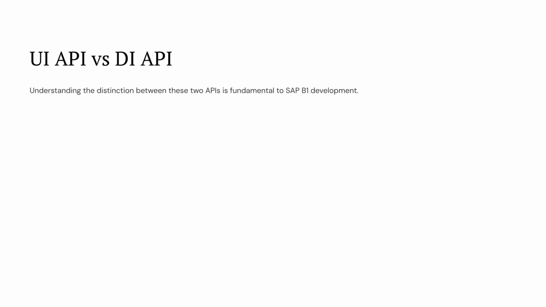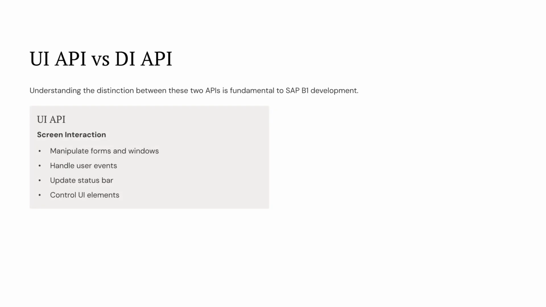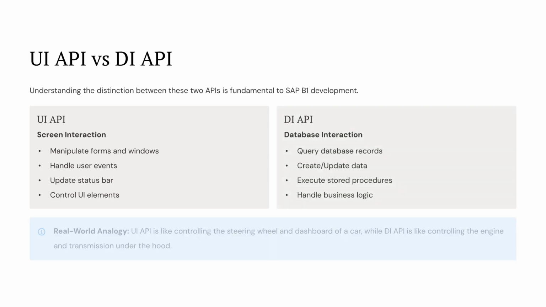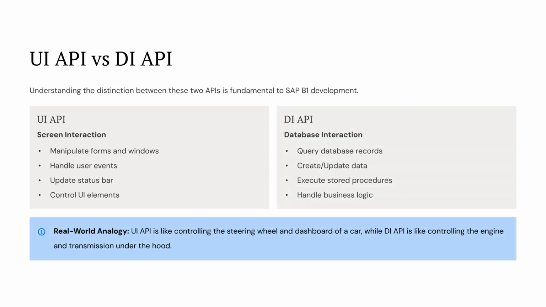Understanding the distinction between UI API and DI API is fundamental. UI API focuses on screen interaction, enabling you to manipulate forms and handle user events. DI API, the Data Interface API, focuses on database interaction, handling queries and updates. A good analogy: UI API is the steering wheel and dashboard, while DI API is the engine and transmission.